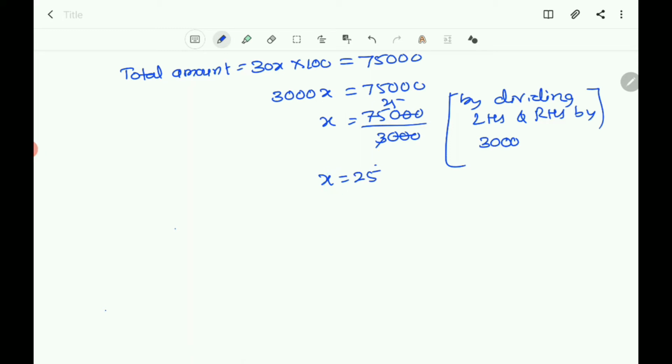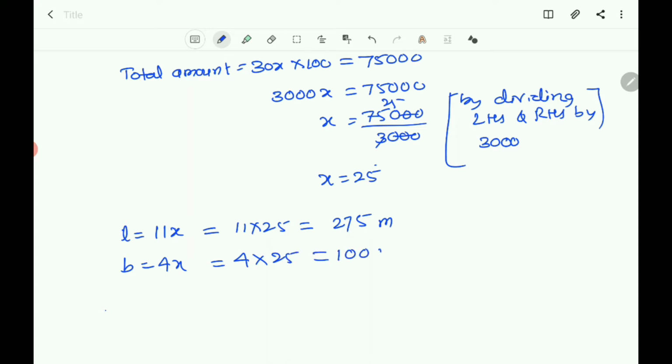Then the length, which we have taken as 11x, is 11 into 25. 25 ones are 25, 25 plus 250 is 275 meters. So by multiplying 11 and 25 you get 275 meters. Next, B equals 4x, that is 4 into 25, that is 25 fours are 100 meters.